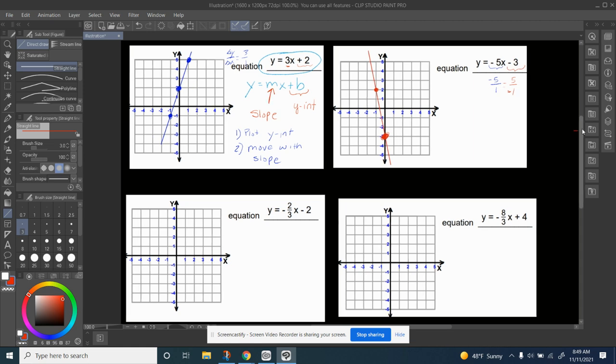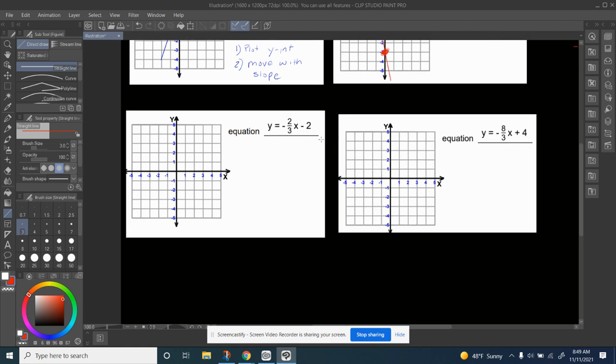Now let's take a look. I have 2 more graphs to share with you. And I like this first graph because it deals with fractions. And fractions are always a sticking point for us. But we'll recognize that it's in slope-intercept form, and this fraction represents our slope.